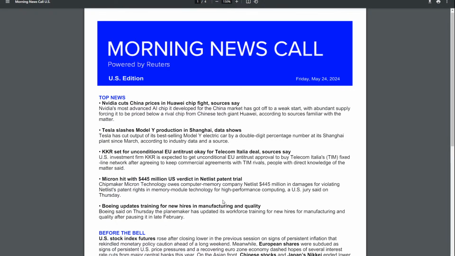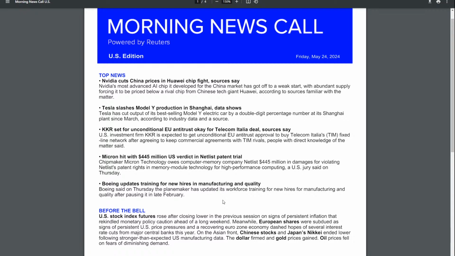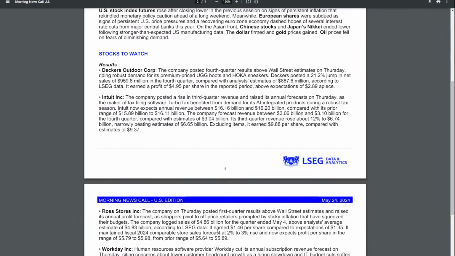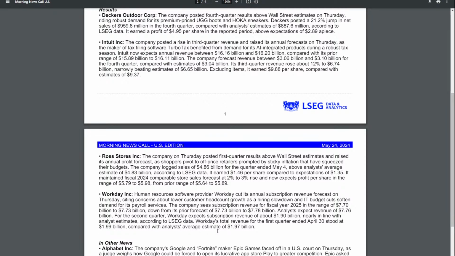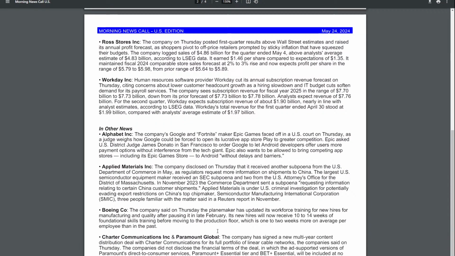See, Nvidia, this is interesting, right? Nvidia is cutting China's prices in Huawei chip fight. Cutting prices, and that's not good for margins. But let's see, Micron hit with $445 million U.S. verdict in Netlist patent trial. Okay, Boeing updates training. Okay, just trying to see. I know Ross Stores. Yeah, we talked about Ross.